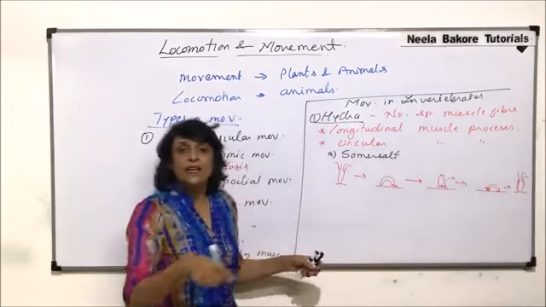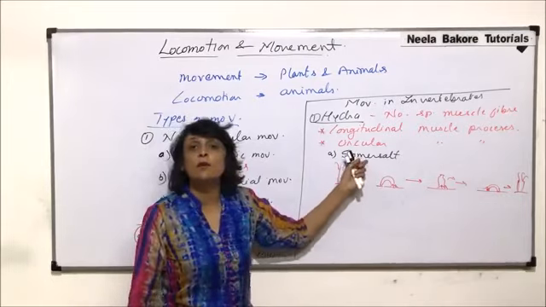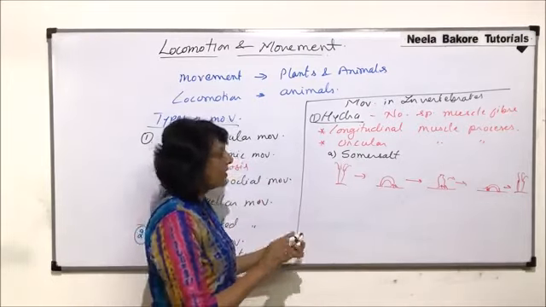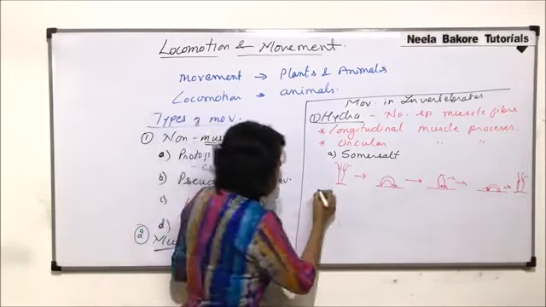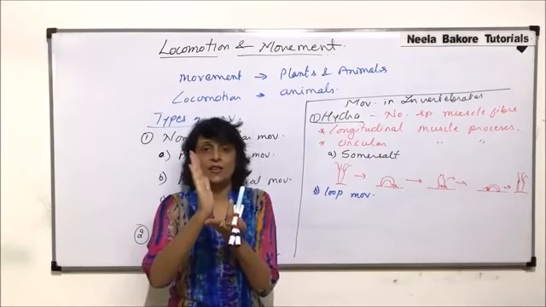Because it takes a complete circle, we call it somersault movement. The other one is the loop movement. Second is known as the loop movement. In case of loop movement, what is going to happen? Same thing. It is attached like this.